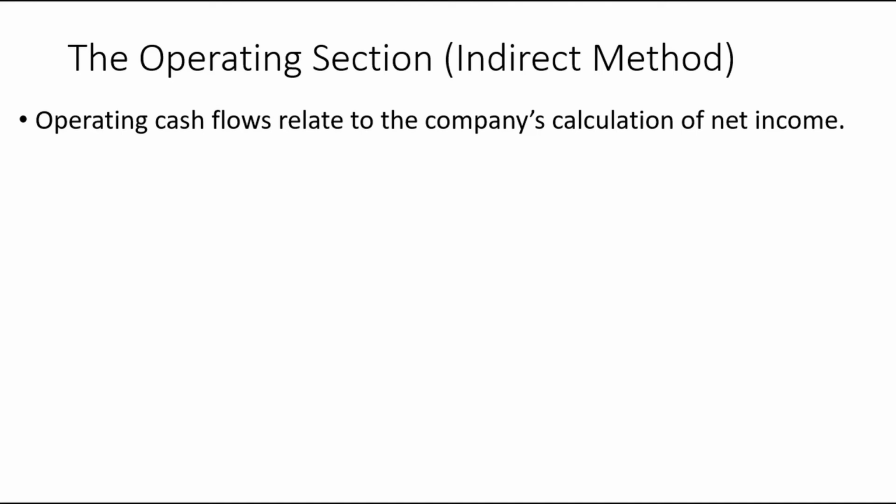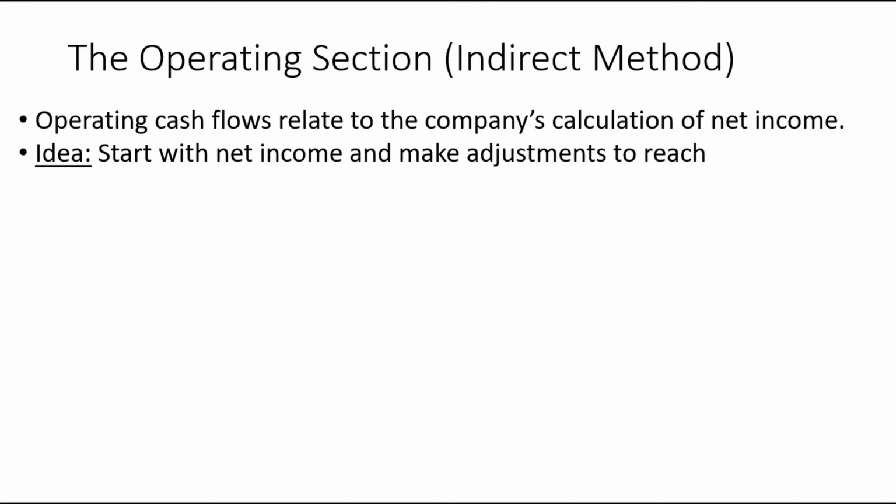In this video, we will discuss how to complete the operating section of the statement of cash flows using the indirect method. Remember that operating cash flows are cash flows relating to the company's calculation of net income, including revenues and expenses. The idea behind the indirect method of calculating operating cash flows is to start with net income, which reflects all revenues less any expenses the company had in a period, and then adjust it to reach operating cash flows. There are two different types of adjustments that we need to make to net income.